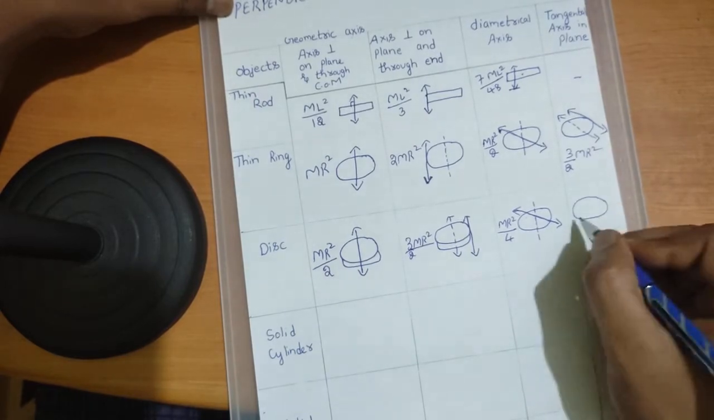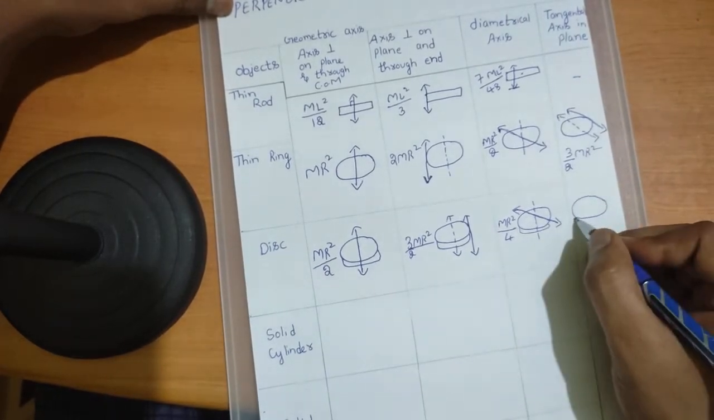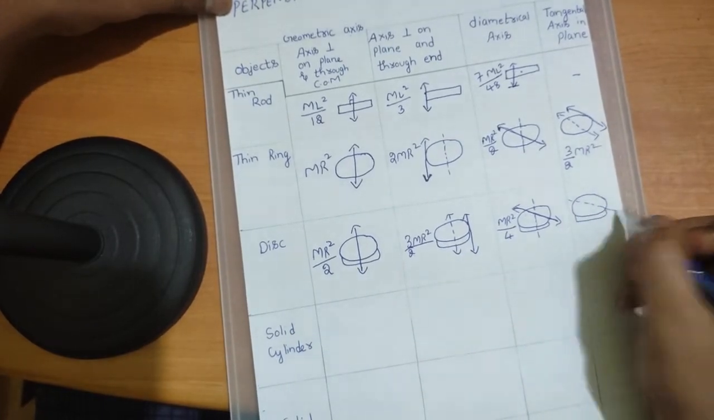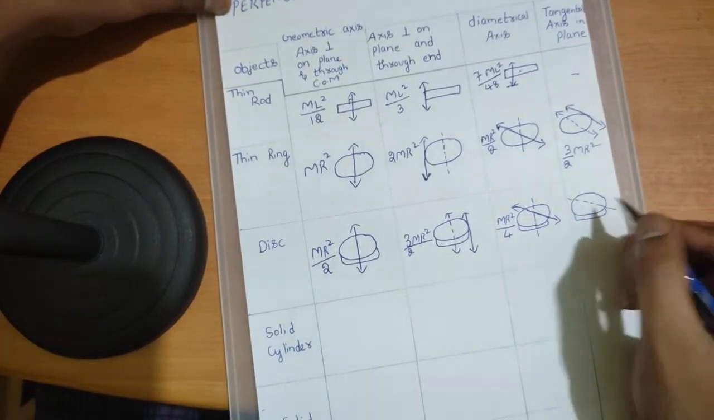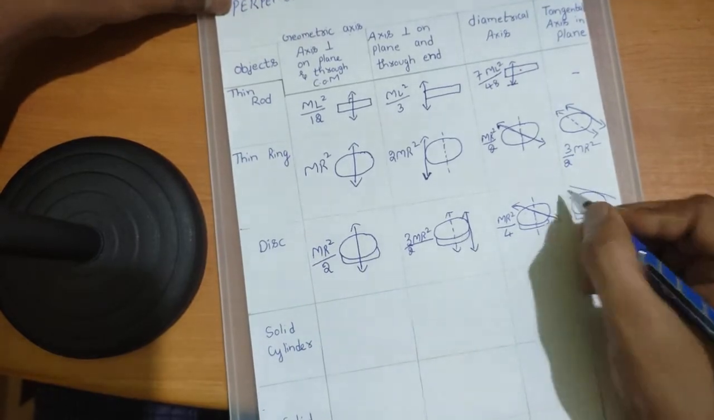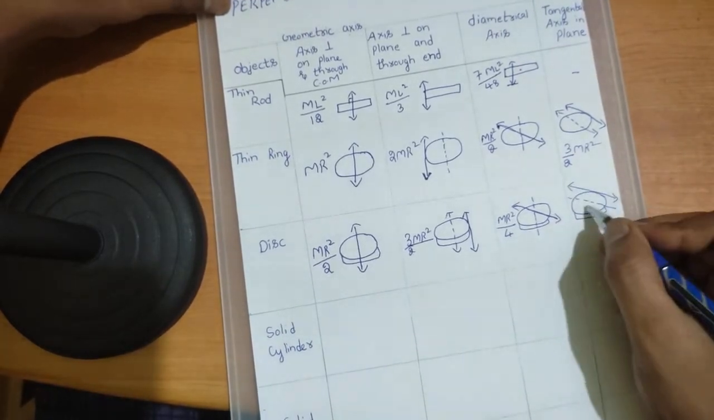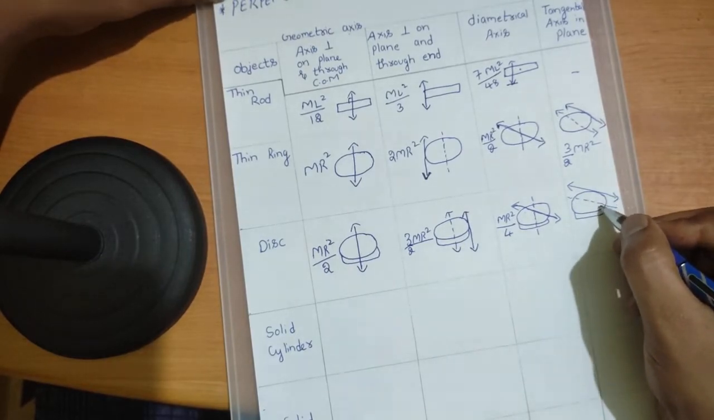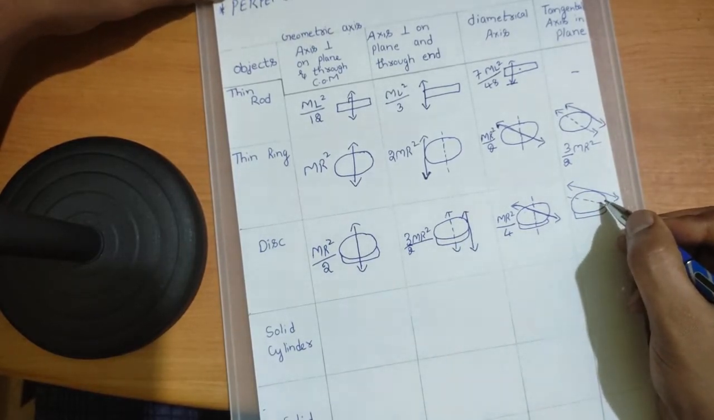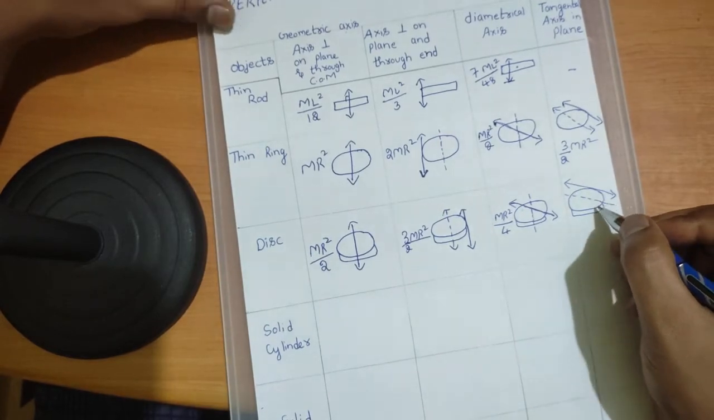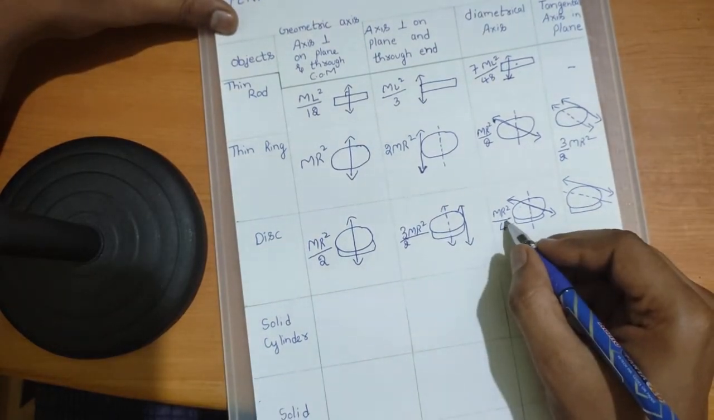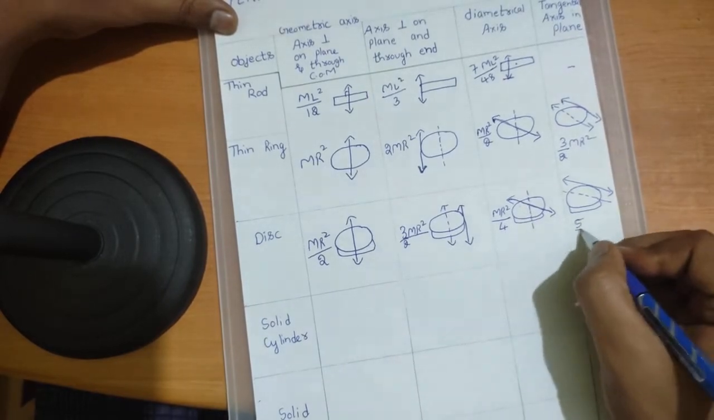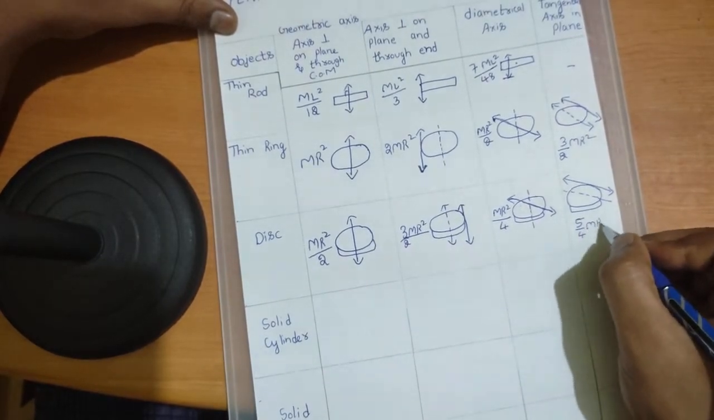The last case, this is a disk. This is also a disk. Now I'll draw this diametrical axis in a dotted way. Next, tangent. This is a tangent. So this is how these two axes are lying, perpendicular, parallel to each other. So what do we have to do? We have to add mr square to this expression. Finally, what will we get? 5 by 4 mr square.